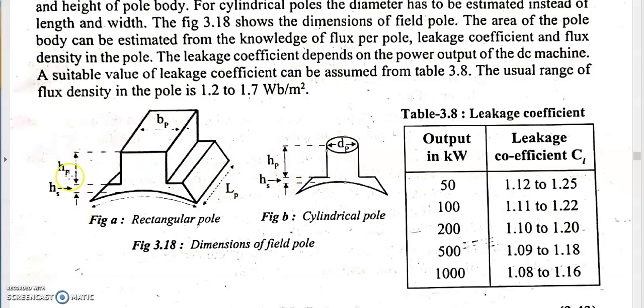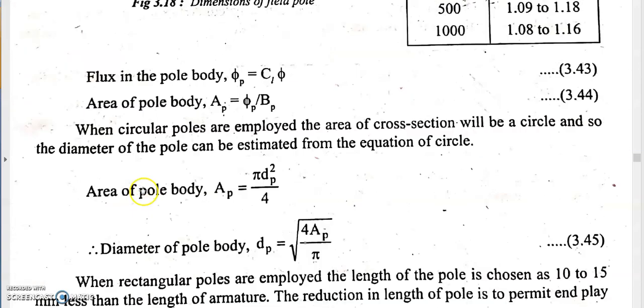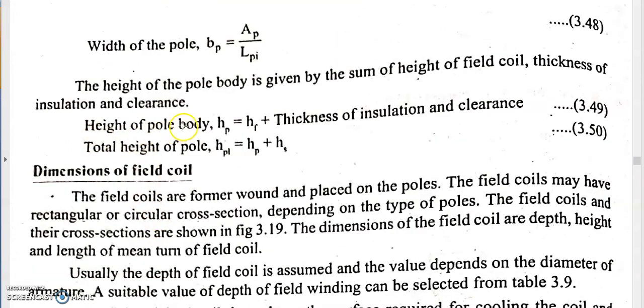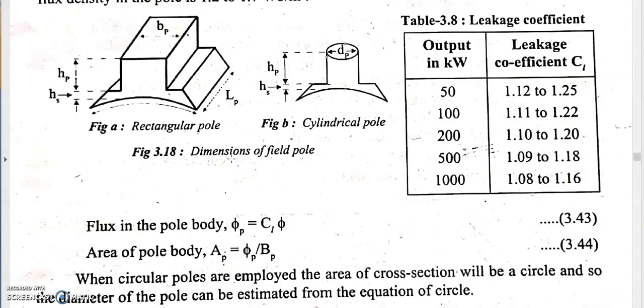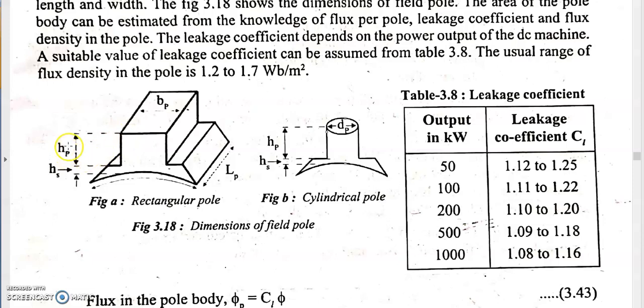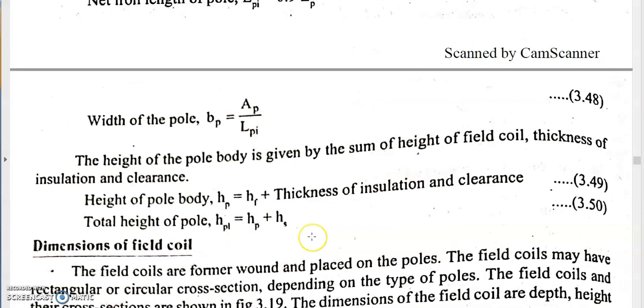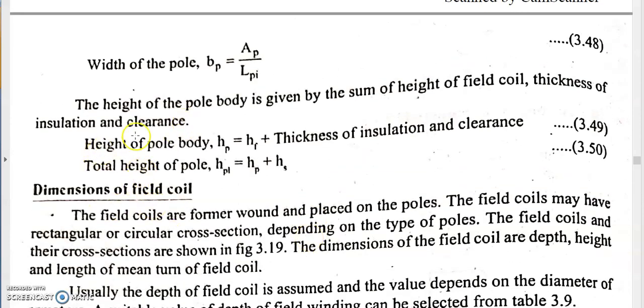Then we need to calculate the height of the pole. Height of the pole is similar in both cases. So height of the pole body is actually this, it is a height of the pole body. Height of the pole body is HP, pole shoe is HS. So we are calculating the height of the pole body HP as height of the field coil plus thickness of the insulation and clearance. And once HP is calculated, adding that with HS, we will be getting the entire height of the pole PL.